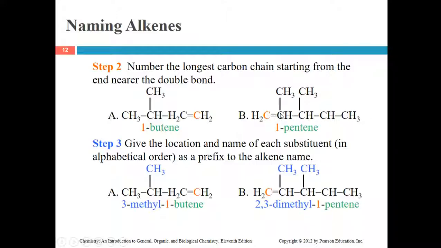Over here, we have the double bond starting from the left and going right. So that's where our numbering is going to be. So this methyl group here is on carbon 2. This methyl group here is on carbon 3. So 2,3-dimethyl-1-pentene.